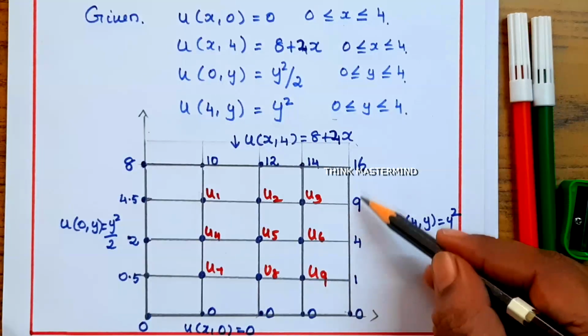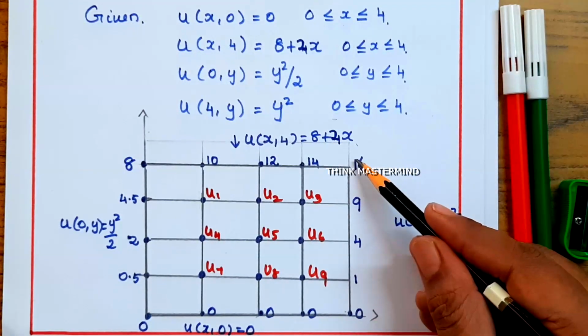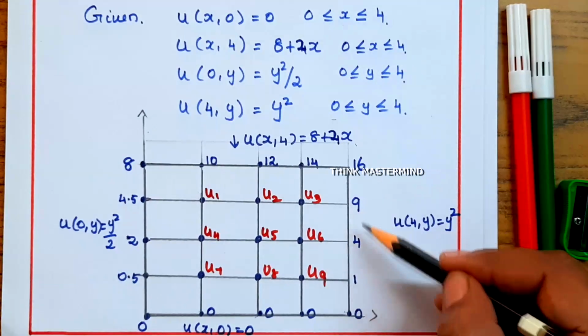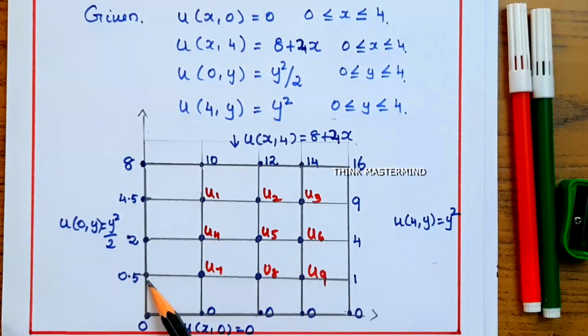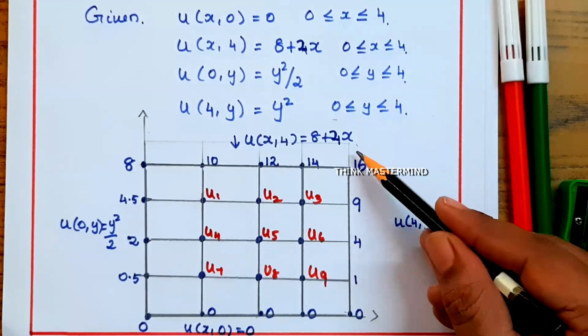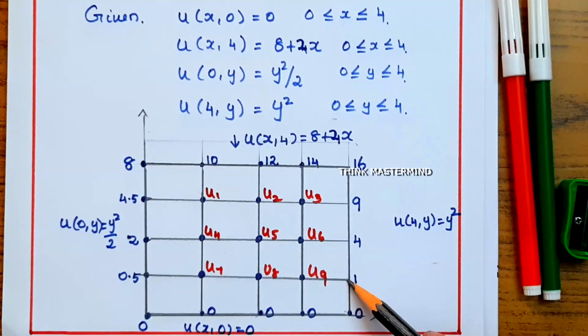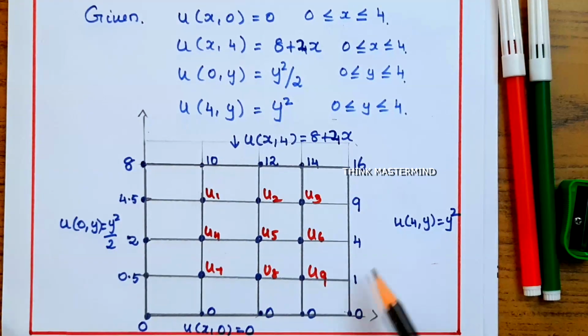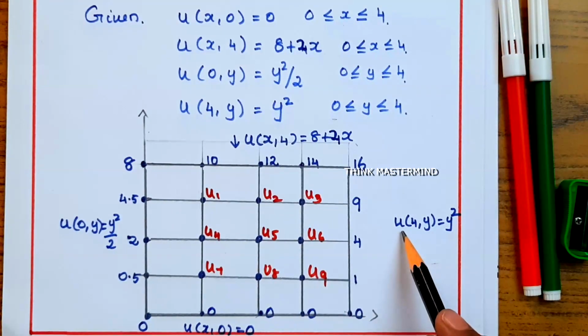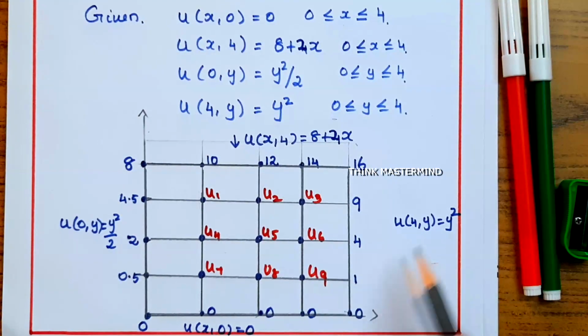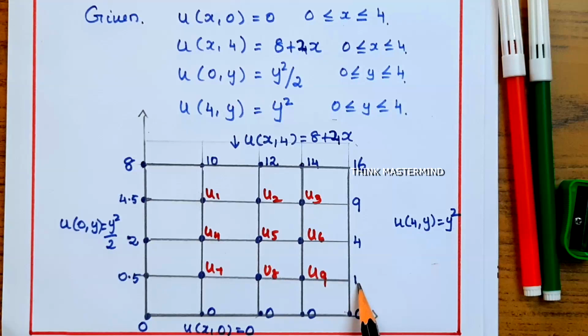Now consider x is equal to 4, which is parallel to the y-axis. It represents the line x is equal to 4. So this point is considered as x is equal to 4, y is equal to 1. At 4, 1, the value of u is 1 squared, and 1 squared value is 1.